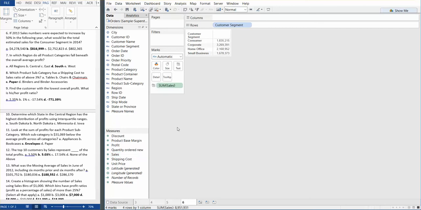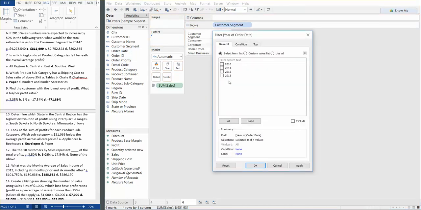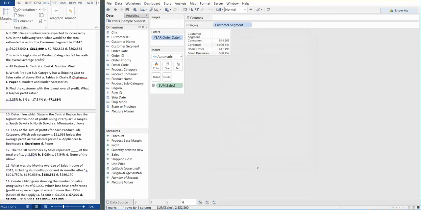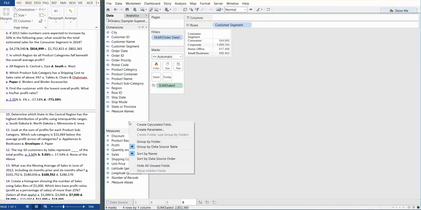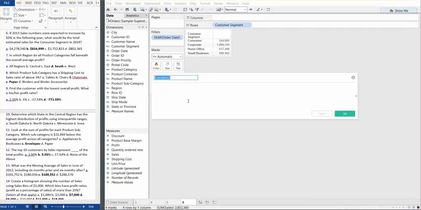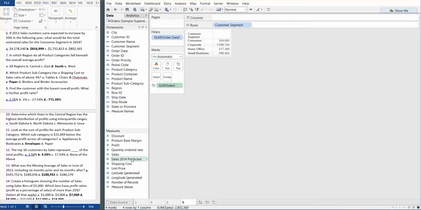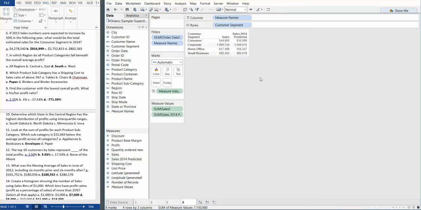The next thing we need to do is, the question is asking us for 2013 sales. So what we need to do is order date, unfilter, years, and filter on 2013. There we go. We now need to create a calculated field that will show us our sales numbers that are expected to increase. So let's call this sales 2014 predicted. The calculation is sales multiply by 1.5. And we say okay. We go ahead and add that next to our sales.